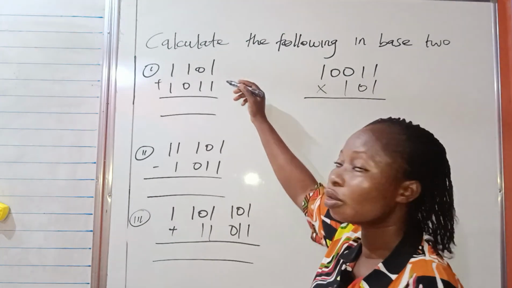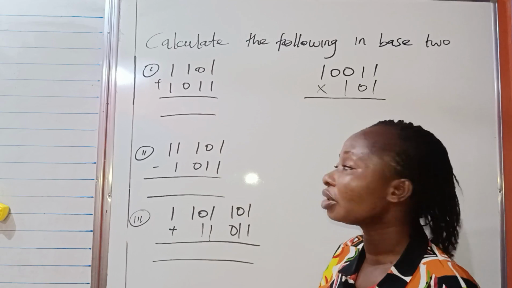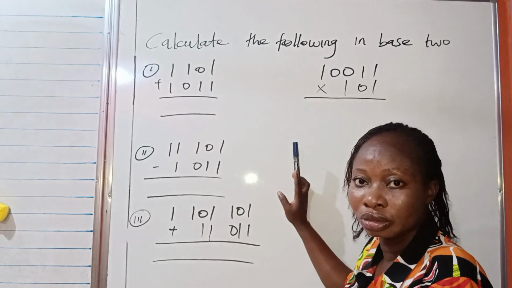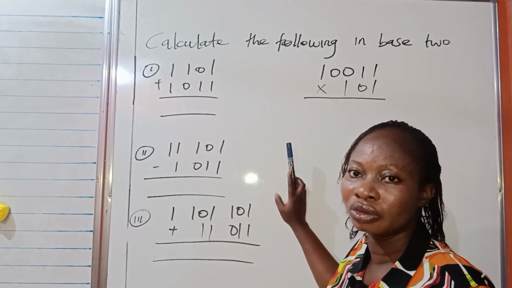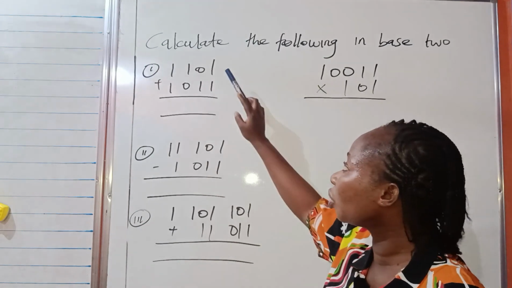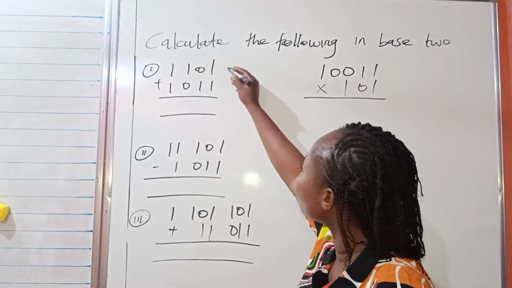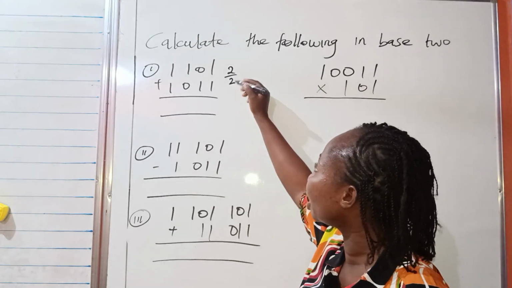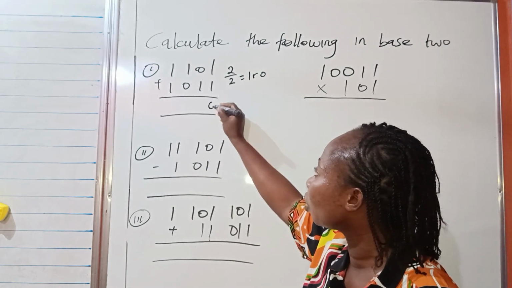1 plus 1 equals 2. But we cannot write 2 in binary because that is the base we are working with. Our answer for this base 2 operation must not be up to 2. We can only have 0 and 1, that is, numbers lesser than the base. So 1 plus 1 is 2, so we are going to divide it by the base, that is 2. 2 divided by 2 will give us 1 remainder 0. And that 0, the remainder, is what we write.